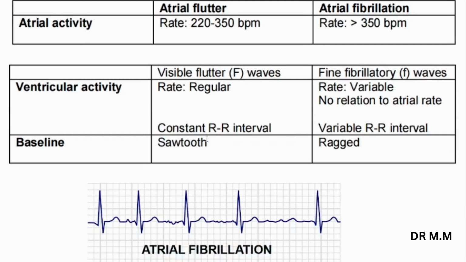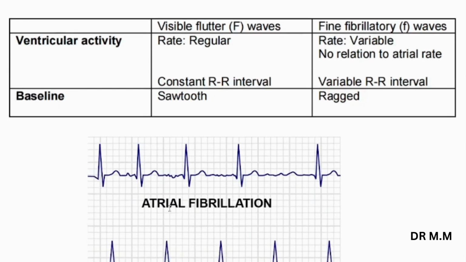In atrial flutter, the activity rate of the atria is 220 to 350 beats per minute, but in atrial fibrillation, the atrial rate is increased severely. It's more than 350 beats per minute, as we can see in this ECG. In atrial fibrillation, the atrial rate is severely increased, and we cannot see any clear P wave.